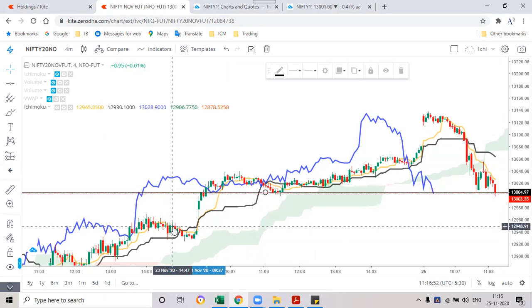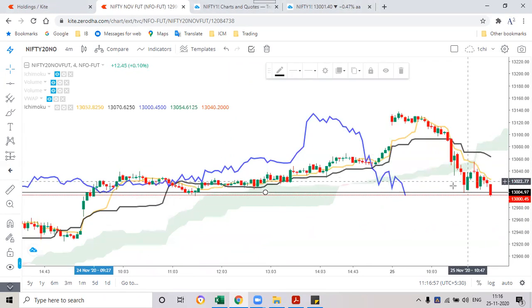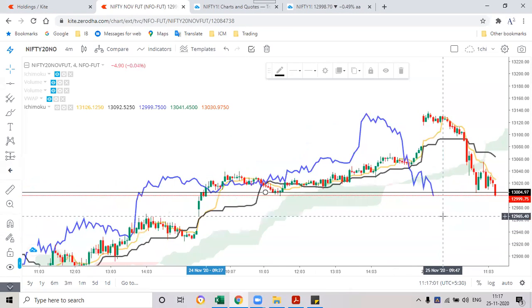Okay, now, coming back to the important thing, my eyes are all sticking onto Nifty because Nifty is dancing very well. Okay, now coming back to the point here.